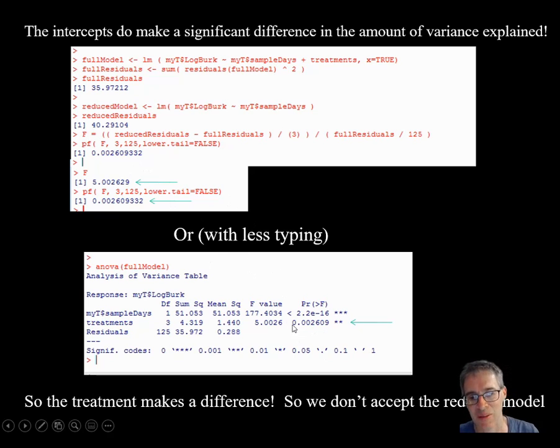So with much less typing, I can recover what R is telling me if I just do the ANOVA of the full model, where the full model does not have the interaction terms. So we would argue the treatments do make a difference. So it does matter. The antibiotics do something in this subject. So we don't have to accept the reduced model.